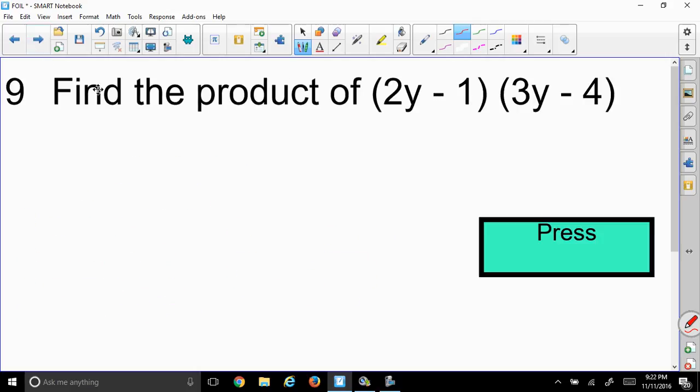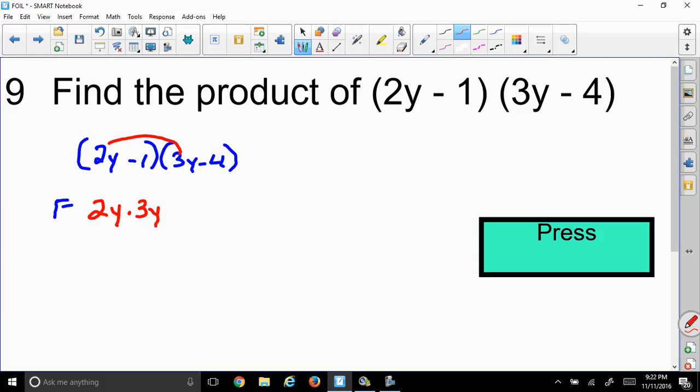Here's another one for you, and I'll start you off a little bit. Find the product of 2y minus 1 times 3y minus 4. So you have to set up your FOIL again. So let's go 2y minus 1, and that's going to be multiplied by 3y minus 4. I'll just help you set it up. F will be the first term that you're going to multiply. Remember, it's the first one in the sets of parentheses, so that'll be the 2y times 3y. And you have a coefficient this time, so it'll be 2 times 3, and that'll give you 6y to the second power, or y squared.